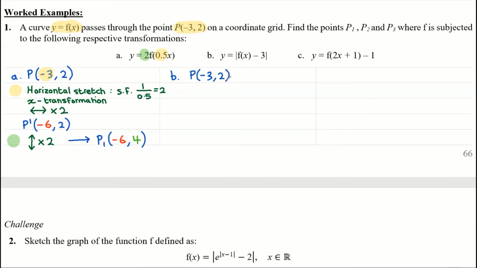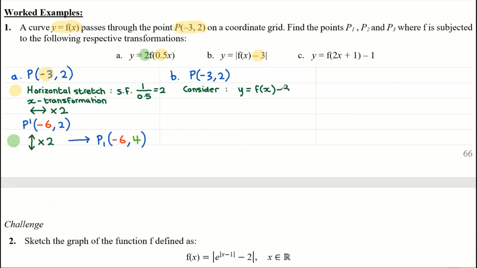And first thing to notice is we've got 3 subtracted from f of x, right? So we're going to apply the modulus last because that's on the outside. So we first need to consider what's going on with the function before it was modulus. So we would have y equals f of x subtract 3.